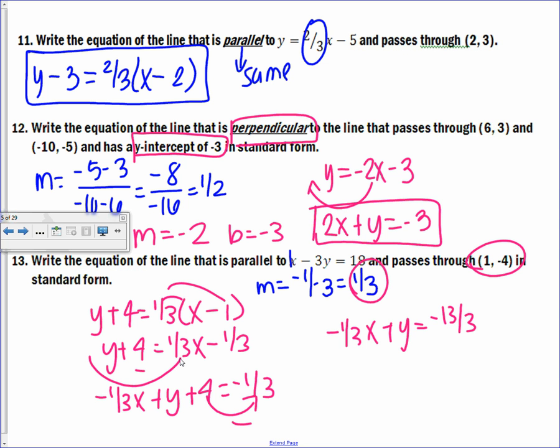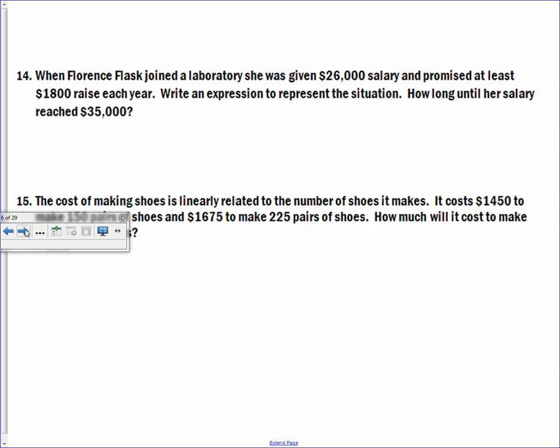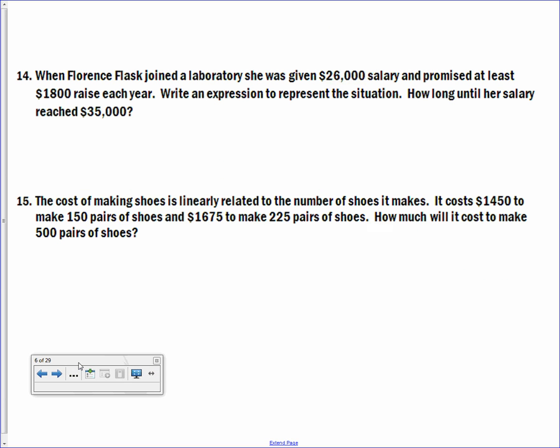And now here's what I was talking about in the last one. This part here is not okay. I cannot have a negative and a fraction on my x. So to clear it, I'm going to multiply by -3. Okay, and you're always multiplying by that bottom number. So once I multiply everything by -3, I'm going to have x minus 3y to equal 13. Again, just really watch your signs here. Okay, so writing lines is fun, and we'll continue on.